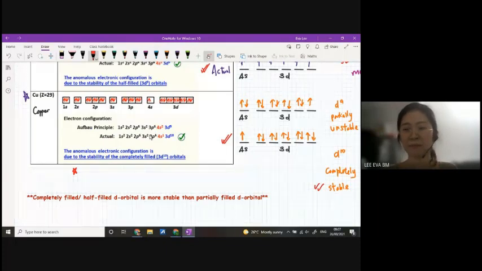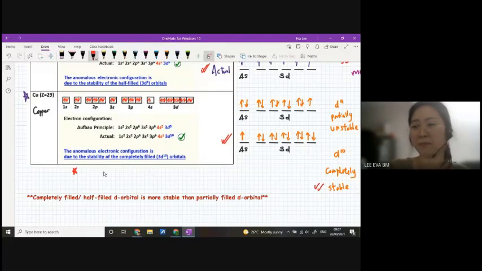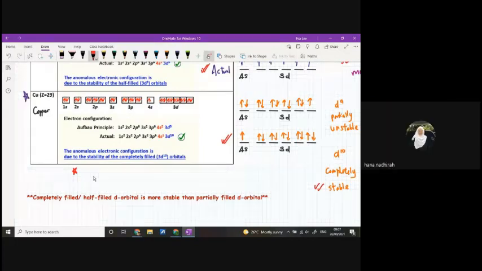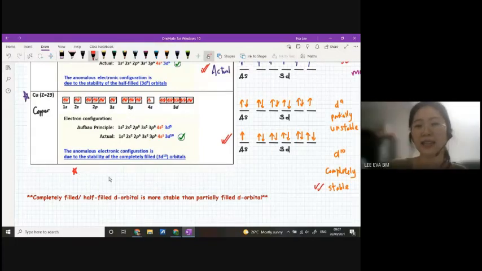Do you get me? Yes, thank you. Okay, so catat lagi satu ayatnya: completely filled 3d10 orbital is more stable. Yang atas tadi boleh tulis satu ayat yang ringkas sikit lah, ataupun senang sikit nak awak hafal ataupun faham: half-filled 3d5 orbital is more stable. Okay, a simpler sentence.